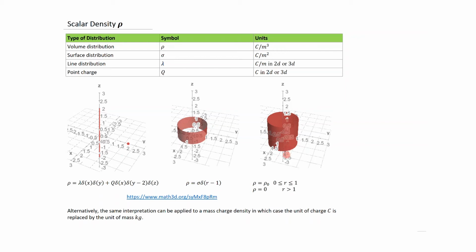If we're dealing with a volumetric charge density, and again, this would go to infinity. Let's say it's a uniform charge density, rho naught, within the radius 0 ≤ r ≤ 1, and 0 outside of that region, then we would basically describe the charge density in this fashion here. Now, we've chosen an example involving charge, but you could have also had mass, in which case C is replaced by the units of mass in kilograms.